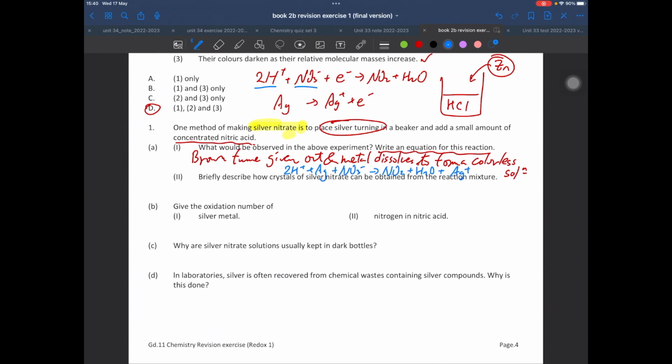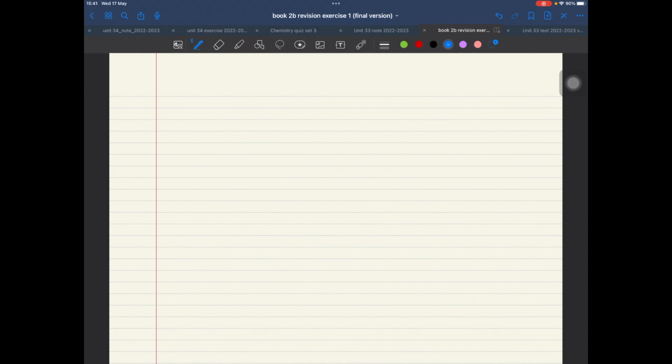Next one is how crystals of silver nitrate can be obtained from the reaction mixture. Now, you should pay attention that it is from the reaction mixture, which is an aqueous solution, and what you get is silver nitrate crystal, which is a solid. The point is, it is exactly the same as preparation of a soluble salt, right? And we start a new page for that. If you have no idea, try to remember the case: how can you prepare zinc nitrate crystals from zinc reacting with nitric acid?